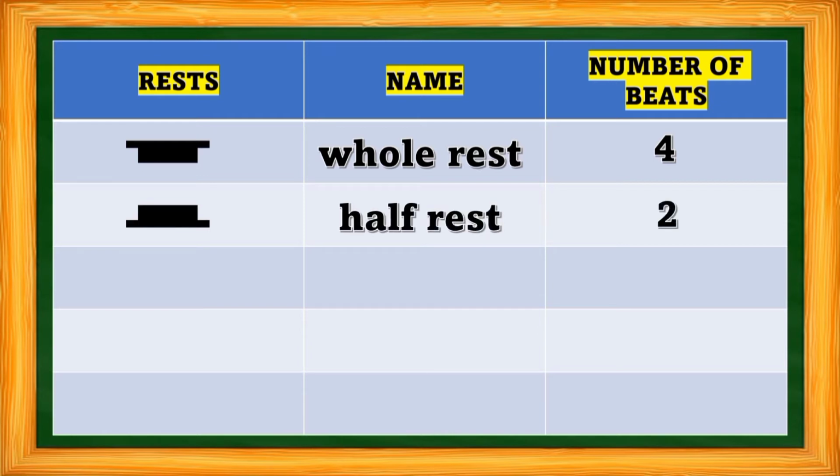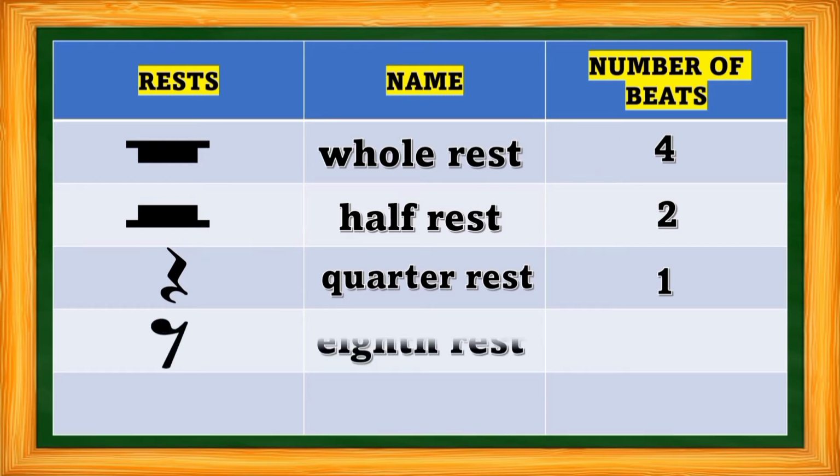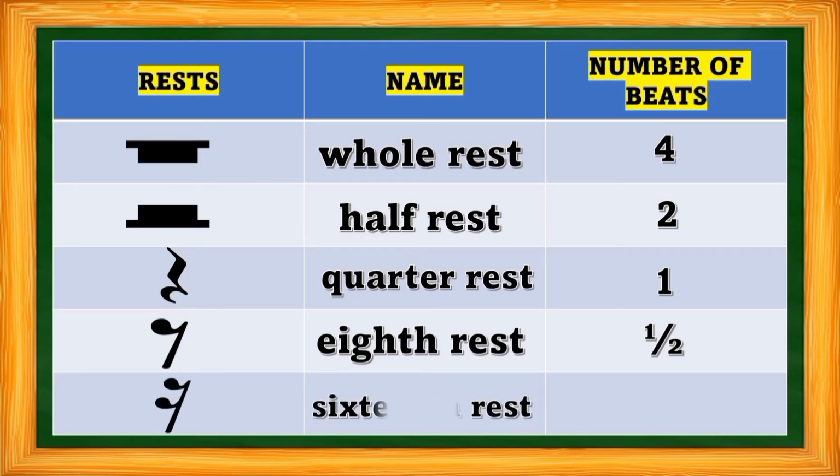Number of beats, 2. The third one is like a zigzag, and that is what we call quarter rest. The number of beat, 1. The fourth one is like number 7, and that is what we call eighth rest. Number of beat, 1/2. The last one is like also the number 7 with 2 flags, and that is what we call 16th rest. Number of beats, 1/4.